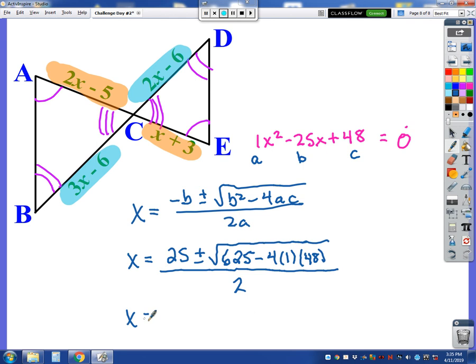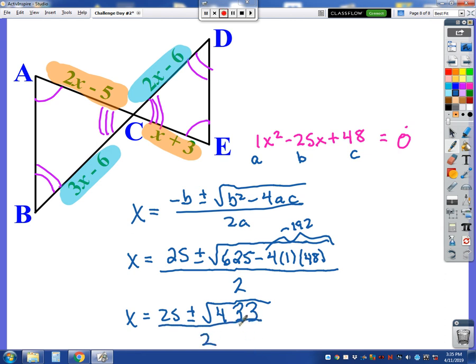So then we got x equals 25 plus or minus the square root of, let's do a little bit of double up math here. 4 times 48 is, let's see, 192. So really I'm taking 625 minus 192, and I get, this is really the square root of 433.